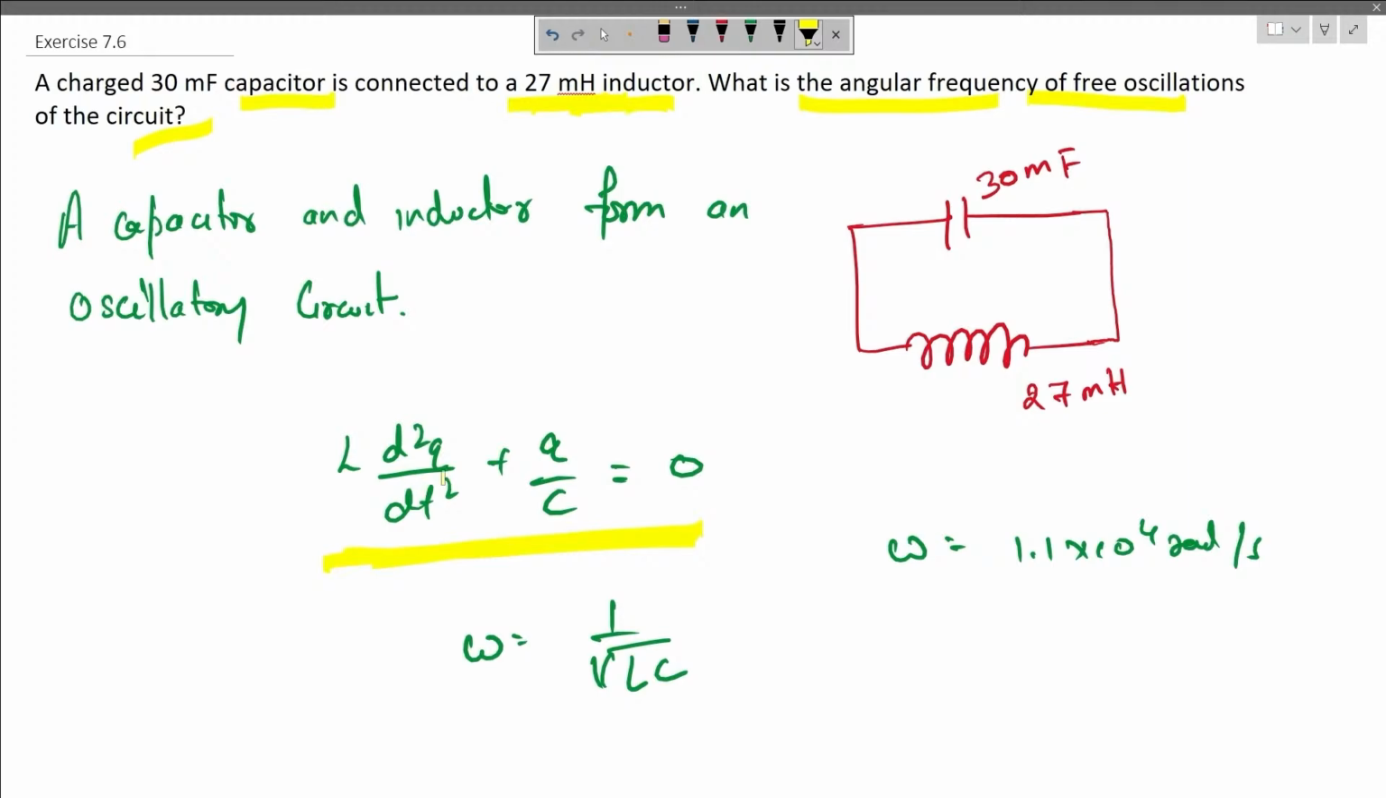The double differentiation of charge with respect to time will give us the differentiation of current with time, that is L di by dt, plus q by C. This is the potential difference across the capacitor. Now we will come to the conclusion that omega squared from this governing equation is 1 by LC. That is, the angular frequency of natural oscillation in this reactive circuit is going to be 1 by under root LC. Now upon substituting the given values in this formula, we will find that omega is equal to 1.1 into 10 to the power 4 radians per second.